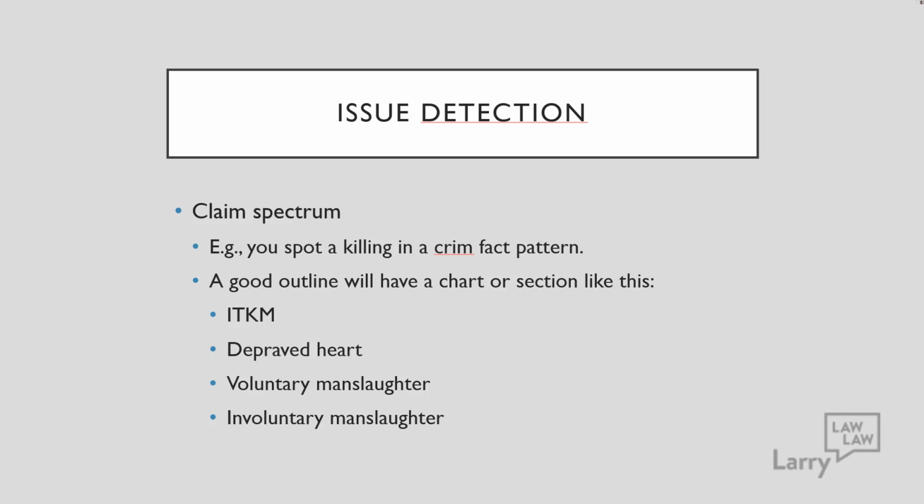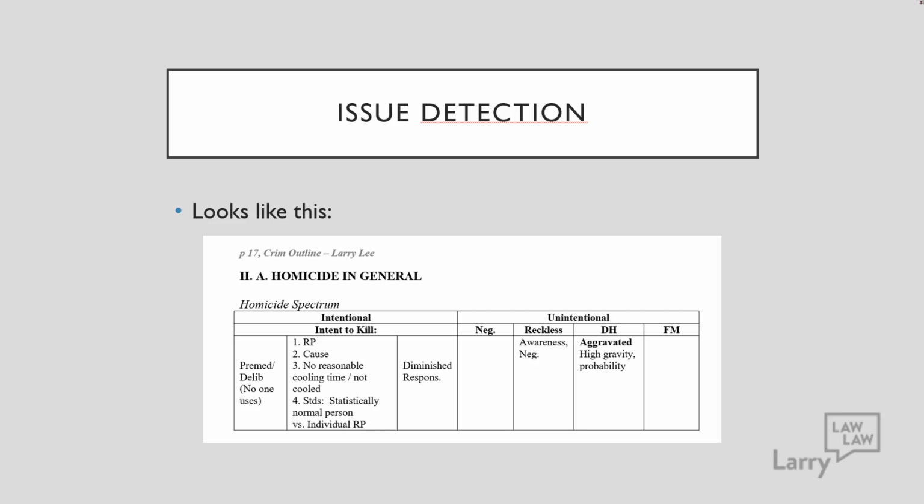So maybe it looks like this. Maybe you've got a kind of horizontal spectrum where you have intent to kill, and maybe these should be reversed in order. But there's a structure, and you can take a fact and test out, is this intent to kill? Maybe this falls between intent to kill and a felony murder or a depraved heart murder.